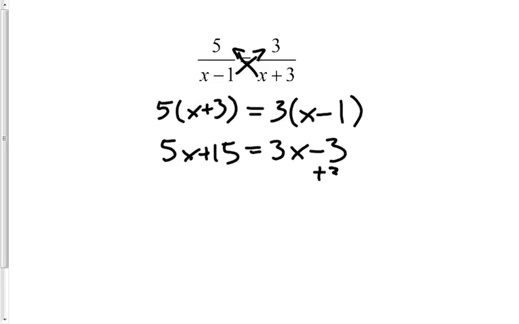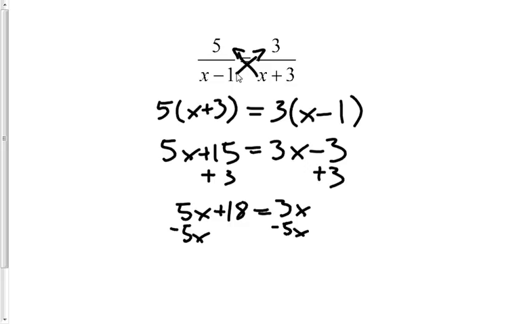Now I will add 3 to both sides. 5x plus 18 equals 3x. Subtract 5x from both sides. 18 equals negative 2x. Divide both sides by negative 2. X equals negative 9.